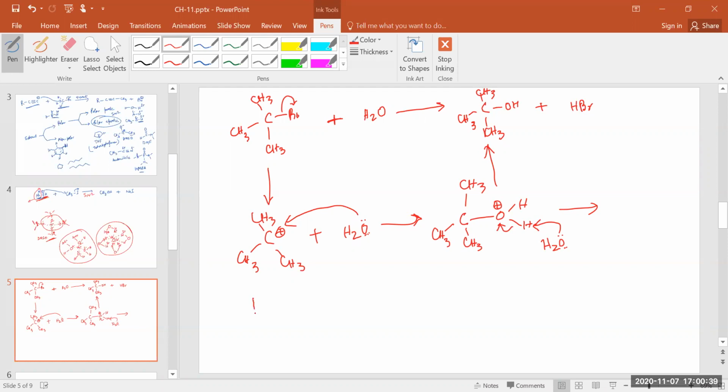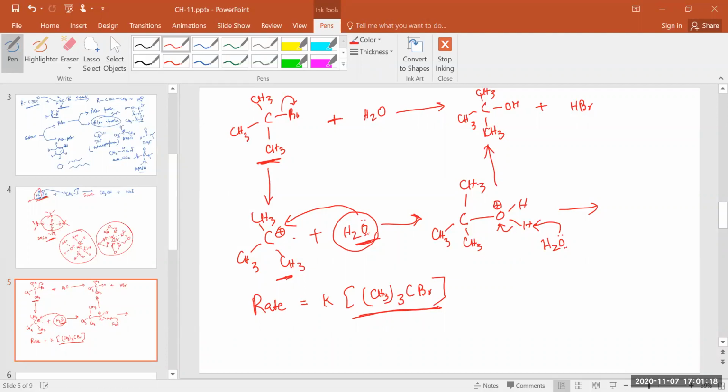Here the rate of the reaction will depend only on the substrate, CH3 thrice CBr, so it is unimolecular. The rate doesn't depend on H2O. Why? Because as soon as the carbocation forms, it immediately reacts. If the carbocation does not form, the reaction will not take place. So H2O makes very little contribution to accelerating the reaction.